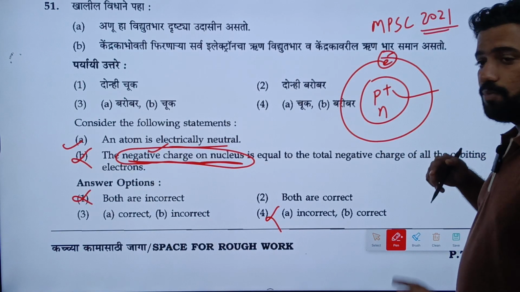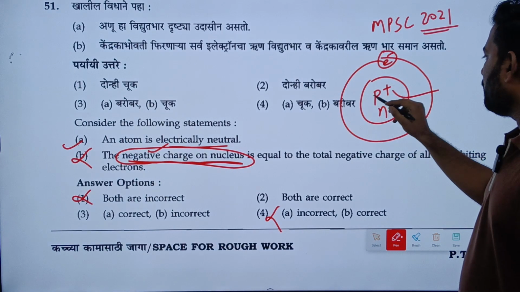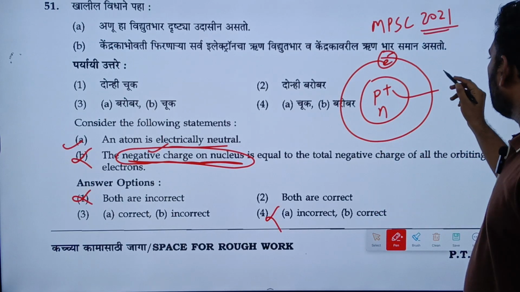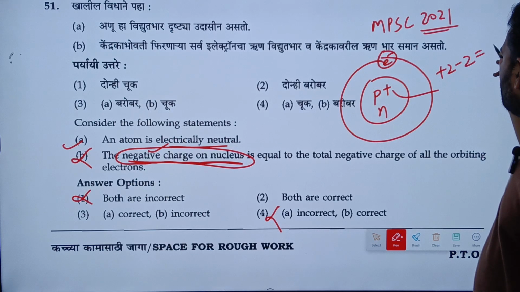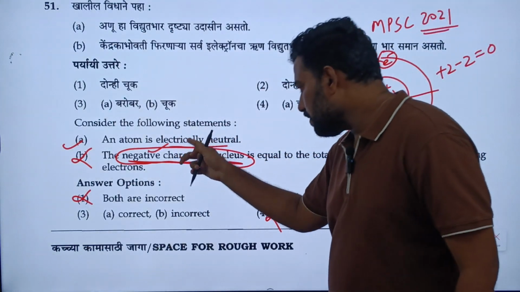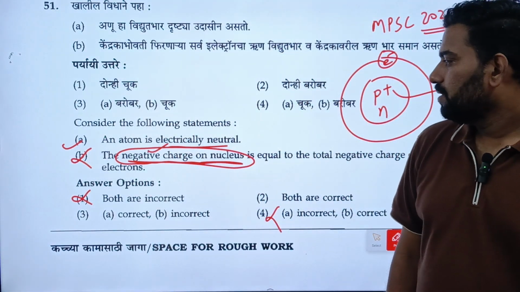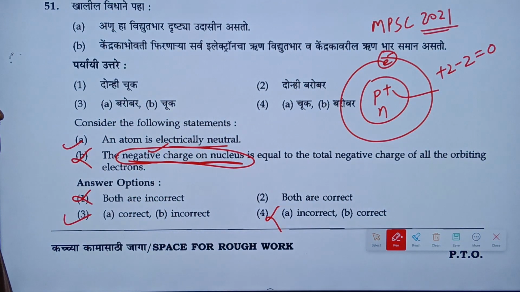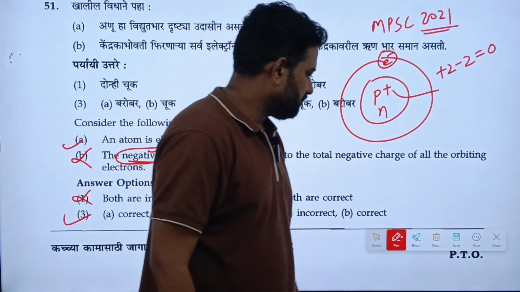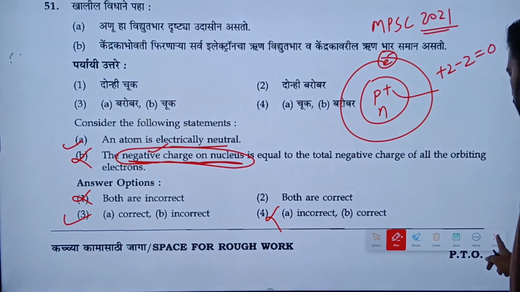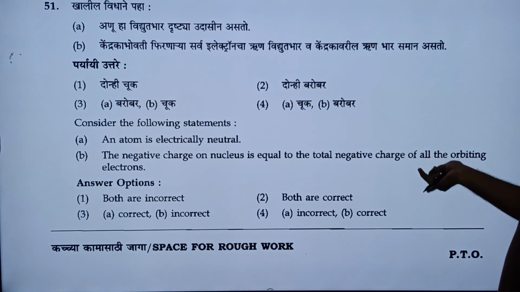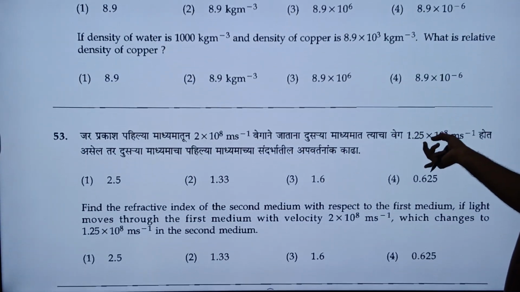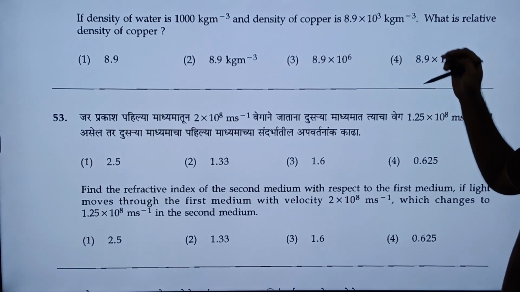In the nucleus, if the number of protons is 2, then the number of electrons is also 2. Then plus 2 and minus 2 cancel each other and atom is always electrically neutral. Hence, answer is A correct, B incorrect. Very simple question. Next question is from physics.